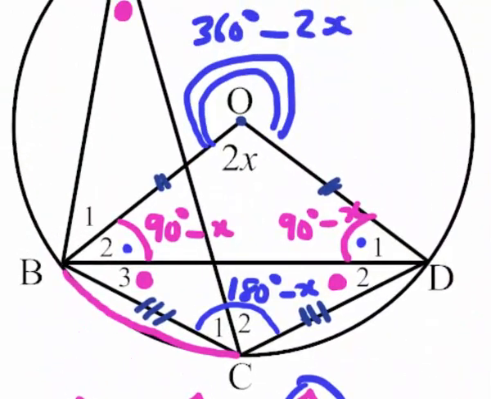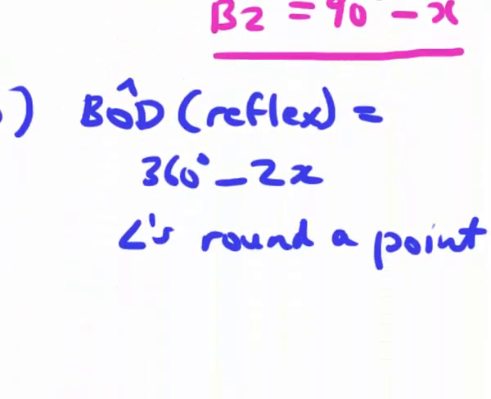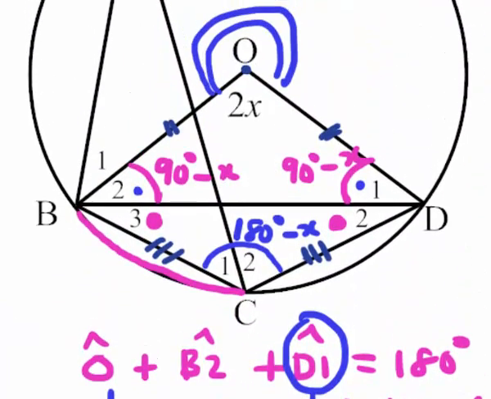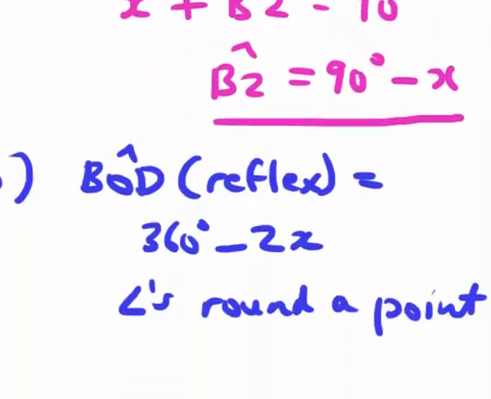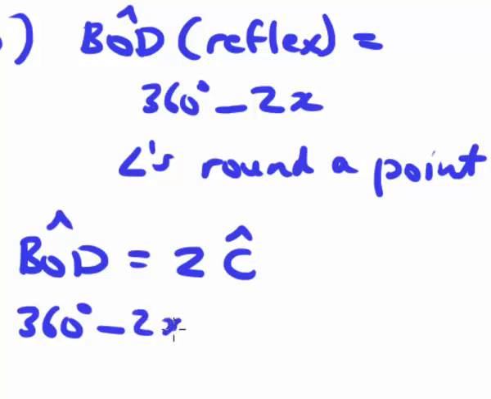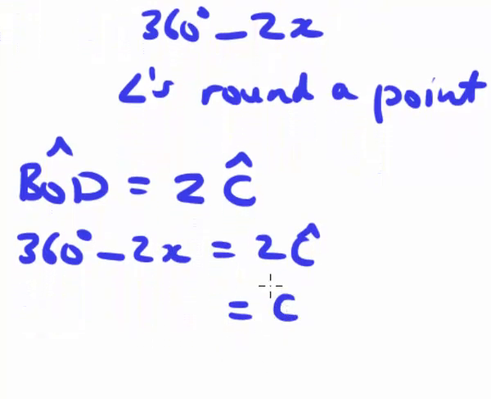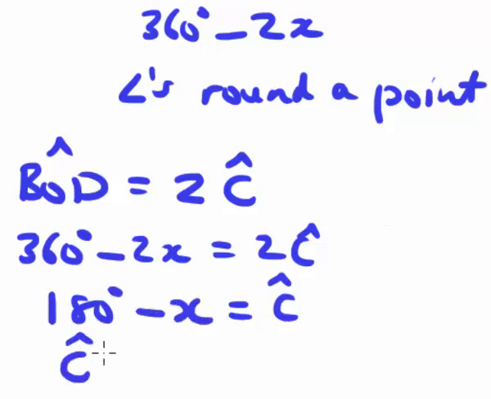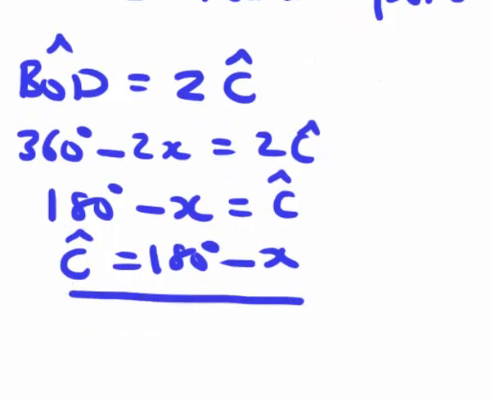Now we can say that's the angle BCD there. Or you can think about it as you can say that BOD reflex angle is twice the angle at the circumference. But you've already worked out BOD, which is equal to 2c, so then angle C is 180 degrees minus x. That is C in terms of x there. You've expressed C in terms of x as they wanted. And that's the angle BCD there.